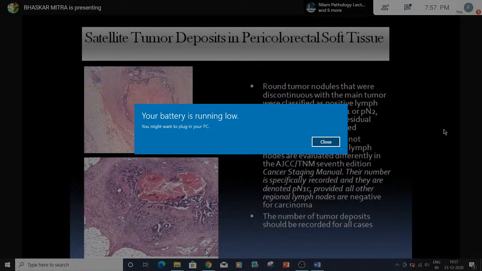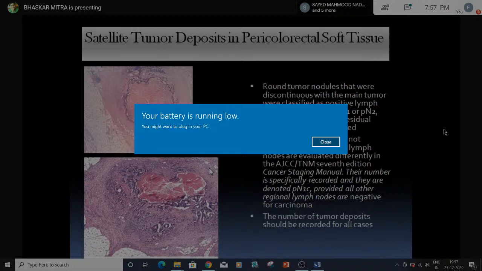Now coming to TNM7, these rounded tumor nodules that are discontinuous with the main tumor are classified as a positive lymph node, N1 or N2, if no residual lymph node is there and there is other evidence of lymph node metastasis in this tumor; then it will be counted as part of the number of lymph nodes. If all the other lymph nodes are negative, then these nodules will be considered as N1C. And this number of tumor deposits should be counted and documented in the report.